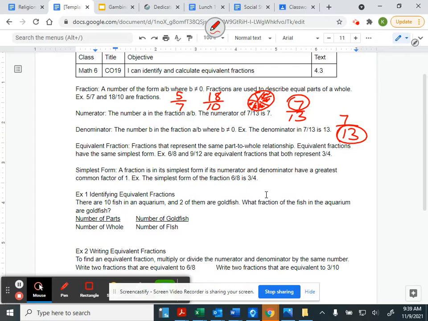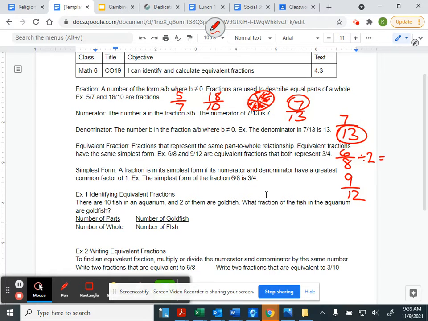So if we see 6/8 and 9/12, they can both be simplified down to 3/4. Simplify, simplify, simplify. Reduce it down as much as you can go. 6/8, I can divide out a common factor of 2.